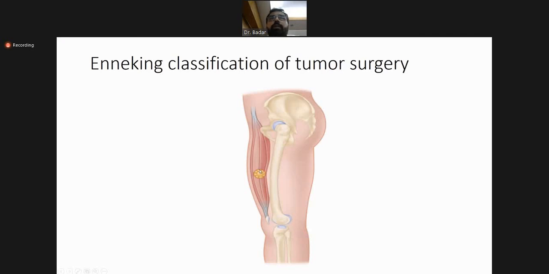So again, see this. This is the lesion. Intralesional means you remove only half of the tumor. Marginal means you remove the tumor with a margin around it. Wide margin means at least 2 to 3 centimeters of normal tissue with the tumor. And radical means the whole compartment.